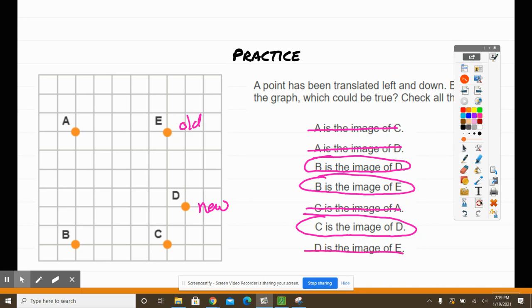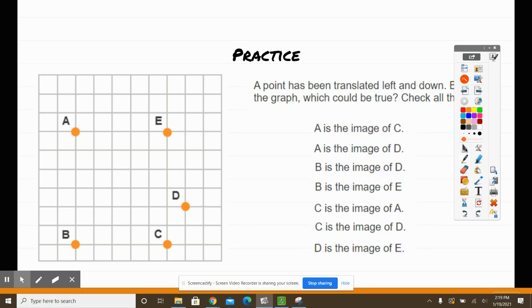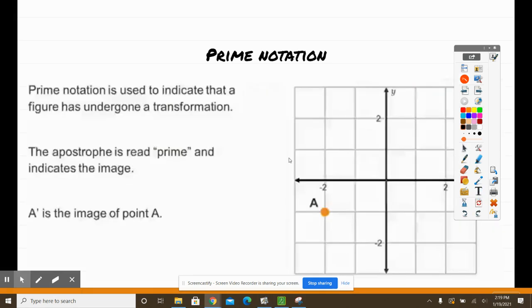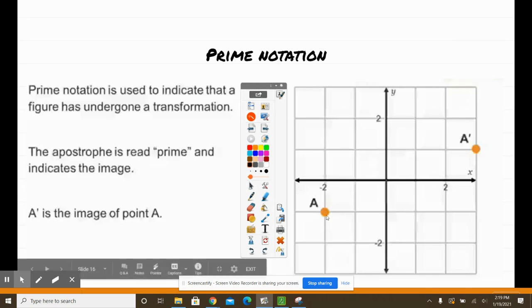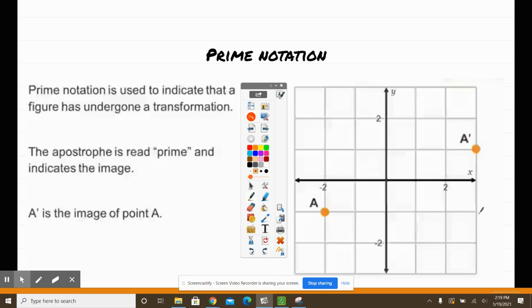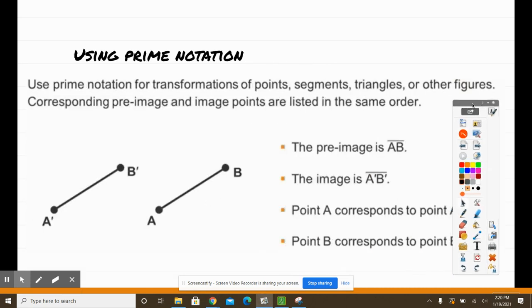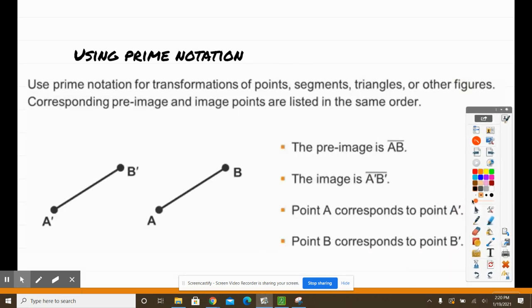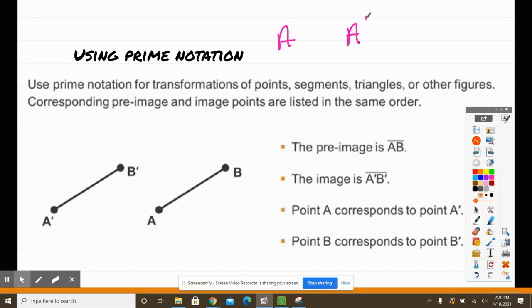So those are the 3 choices. You got to figure out which one is the old, and you got to figure out which one is the new. So we just talked about a minute ago prime notation. That tells you what the new guy is. So here we go. A is the original, and A prime is the new. And you can see that you moved it to the right and up if you translated it. We use prime notation to tell people which one is the old and which one is the new. We can use it on points like this, A and A prime.